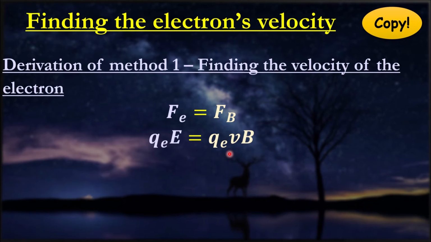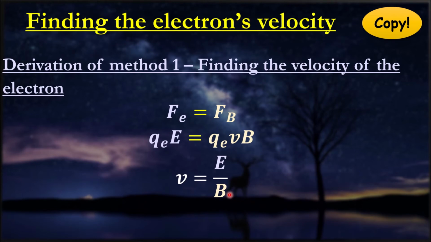Okay, if I rearrange this, I'll know the common factor here is the charge of the electron. So I don't really want to know that right now. I just want to know how fast this electron is moving. So rearrange that, move B over. So V equals the electric field strength divided by the magnetic field strength.